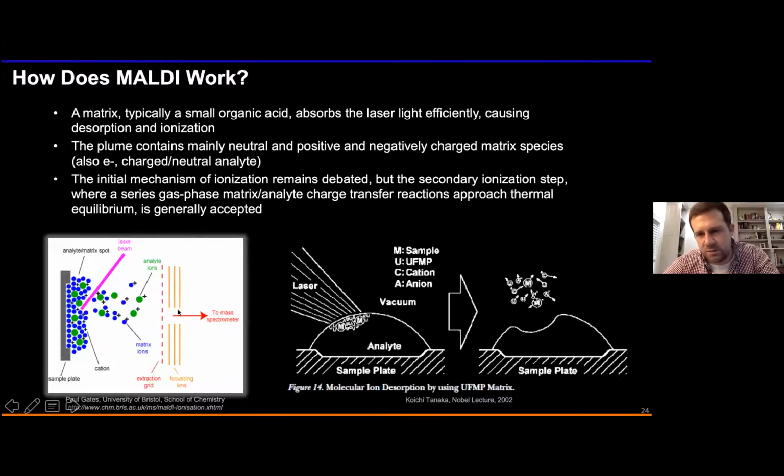I'll highlight two of the major proposed mechanisms, or agreed upon mechanisms, in the field. But there's generally accepted to be a secondary step where after this initial ablation event, there's a series of gas phase interactions between the matrix and analyte that transfer the charge back and forth and approach a local thermal equilibrium, and then eventually you detect the gas phase ions from this process.